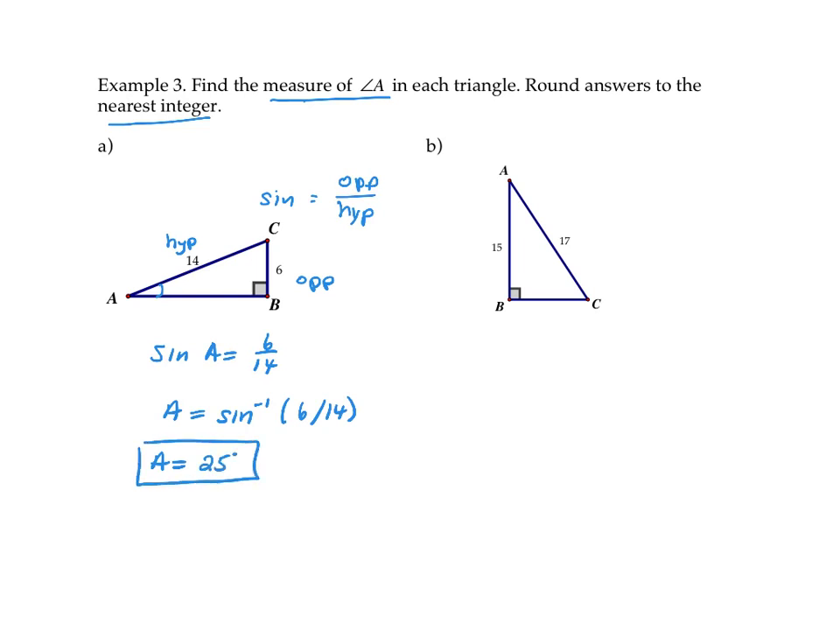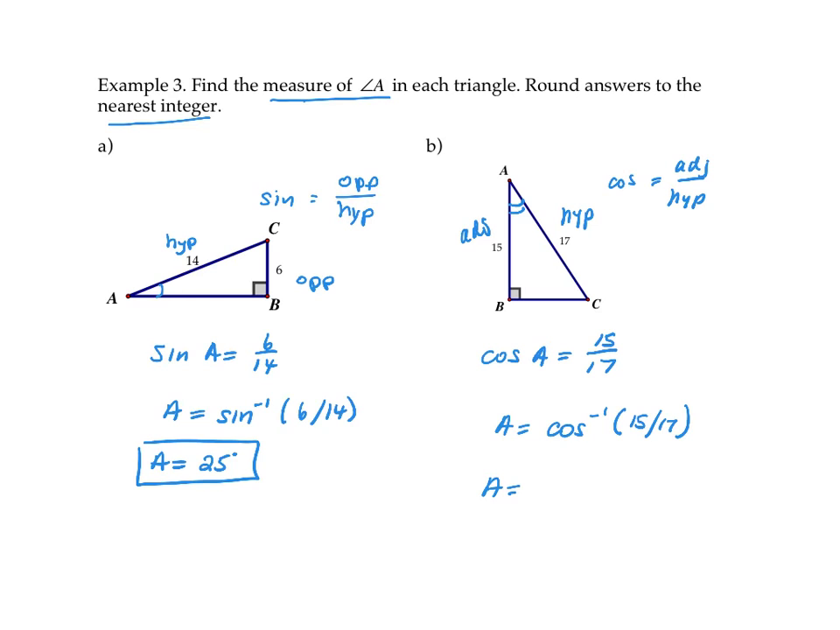Okay, for example B, here's our angle A. I see that 17 is the hypotenuse, 15 is adjacent, so adjacent over hypotenuse leads us to cosine. So the full equation will be cosine of angle A is equal to 15 divided by 17. And again, we want to use the inverse function. So A is equal to cosine negative 1 of 15 divided by 17. So type that into your calculator. Remember to use the second key, then cosine, and it rounds out to 28 degrees.